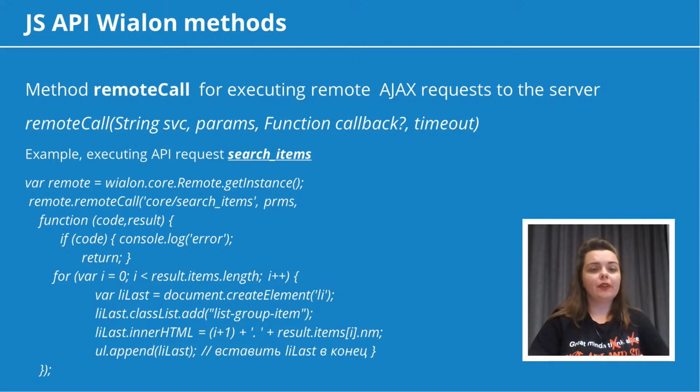We call this method from the remote object. The name of the svc request is specified in brackets. The parameters of the request, params, all these you get from the remote API documentation, the same as for a simple remote API request. The callback function and the timeout for the execution of the request are optional parameters. So let's take a look at how this method works in code. I will show you my code example now.